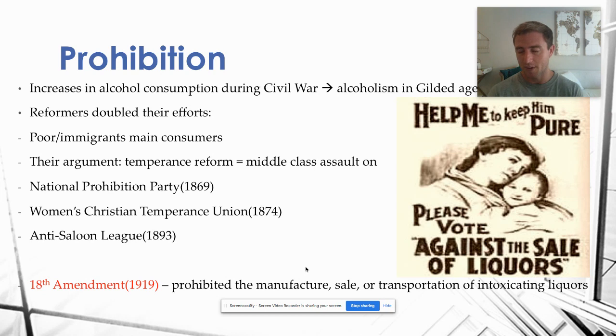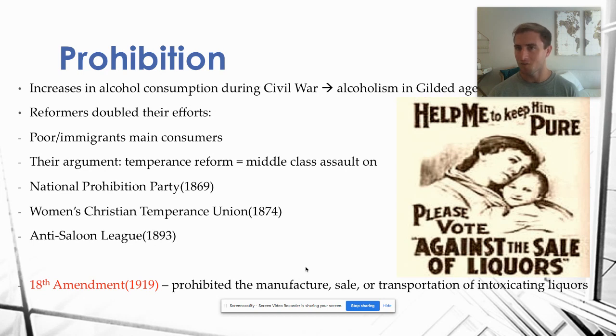Prohibition, big one in this time period. There's lots of alcoholism in the Gilded Age, lots of drinking during the Civil War. Prohibition has been a long, long time coming. We've been working on prohibition back since the Second Great Awakening, back in the early 1800s. And so one of the big reasons why prohibition becomes such a popular reform effort in this time period is that many of these new immigrants coming over to the New World are drinking a lot. It's a cultural thing. They're drinking, and also after working long, long hours in the factory, they'd often go to the local saloon and have some drinks there.